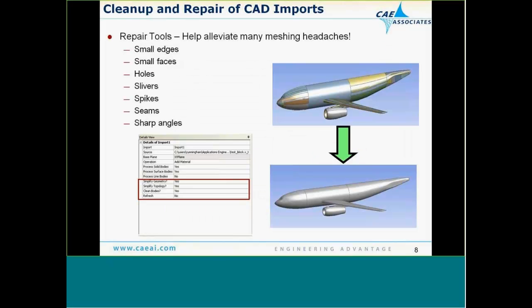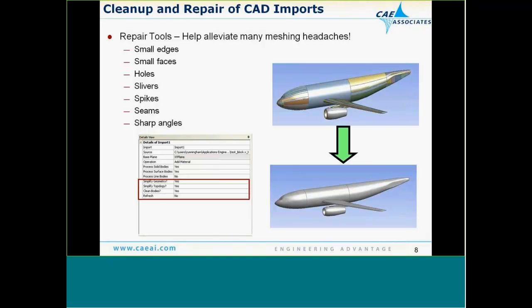Another tool that we have is the Repair Tool menu. The Repair Tool menu gives you options to fix small edges, small faces, spikes in your model, really do some very general automated cleanup. And this is a very, very powerful set of tools here. It will go out and search your geometry and try to identify areas in which later on you're going to have difficulty meshing. So I certainly suggest that everybody go ahead and try to use these as much as possible.